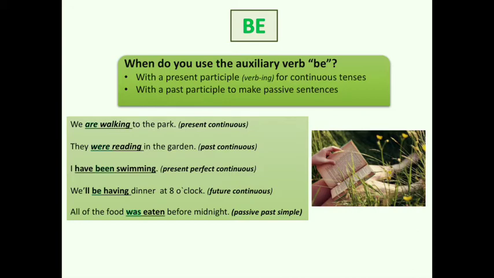You'll see in these sentences that be is not the main verb. We are walking to the park. The main verb is the present participle walking, and here the be verb is just the auxiliary. It is a helping verb.